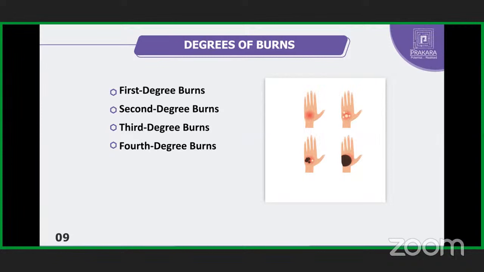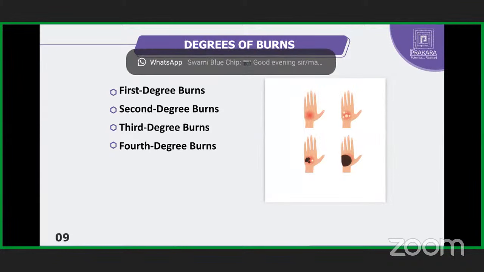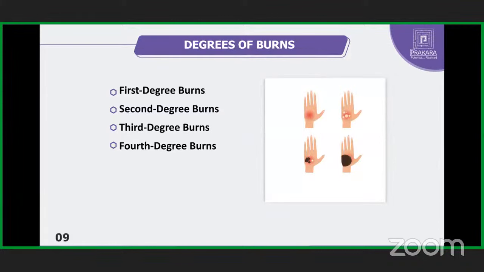Whereas in fourth degree burns, there is involvement of the whole of the skin and the underlying tissue, that is subcutaneous tissue. Even under it, if muscle, bone, or tendons are involved, it is a fourth degree burn. So yes, these are the 4 degrees of burn.